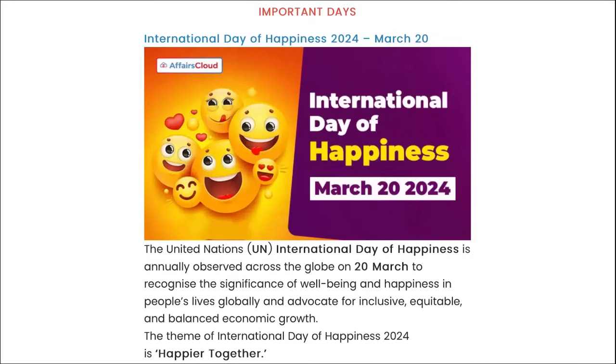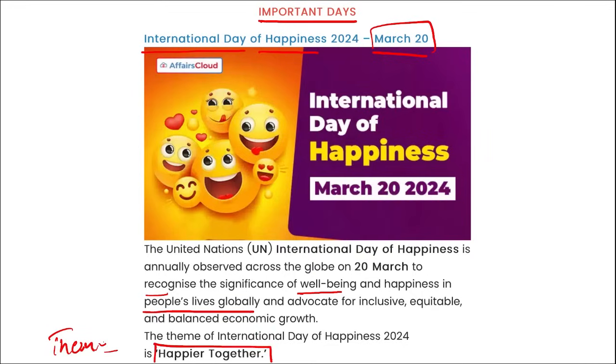Next is important days. International Day of Happiness, observed on 20th of March, and it is to recognize the significance of well-being and happiness in people's life, and it is to basically create awareness about happiness globally. Then there is a theme that you need to remember for this. It is Happier Together. Right? First ever International Day of Happiness was observed on 20th of March in 2013.